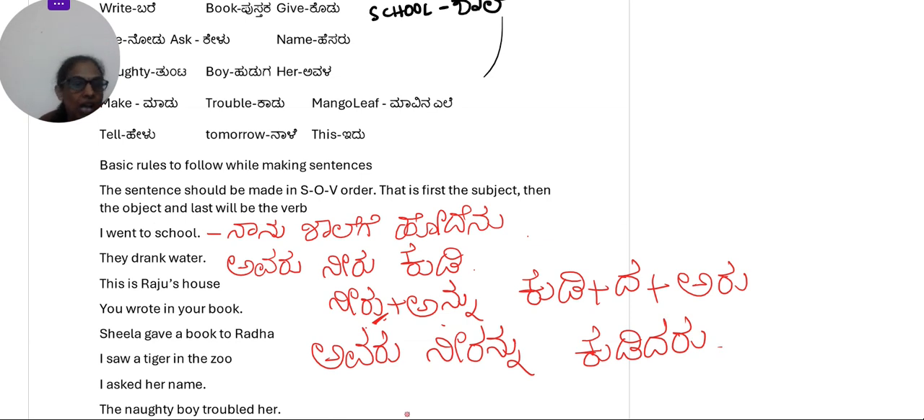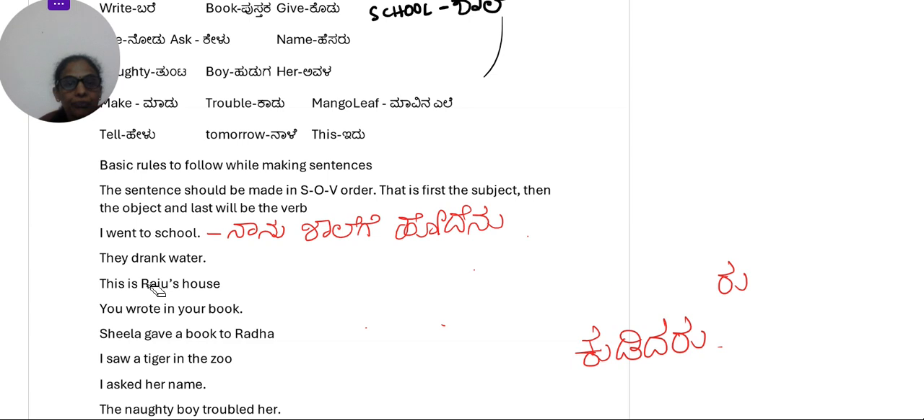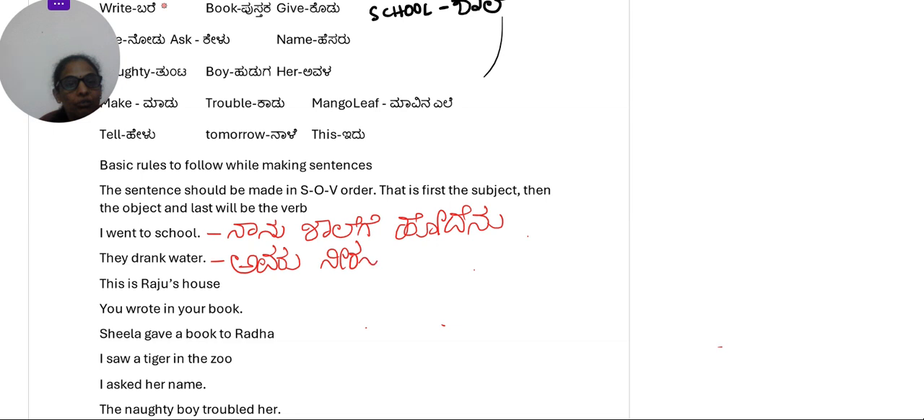Okay, so avaru neerannu kudidaru. So this is how we have to break down the sentences and then add vibhakti and the suffixes for vibhakti and past tense, and then you form a sentence. So avaru neerannu kudidaru. Now we have seen how to do it. So let me write the correct sentence here. So avaru neerannu kudidaru.